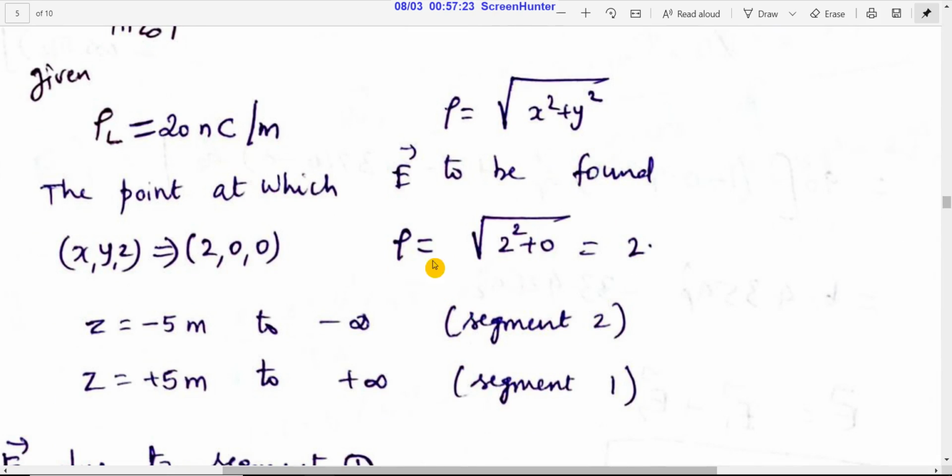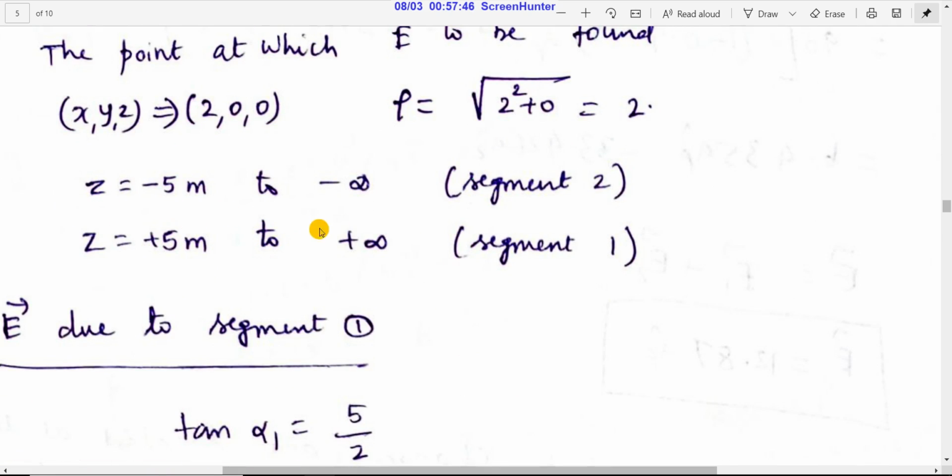So how to find out this rho? We are having that point as 2 comma 0 comma 0. So x is equal to 2, y is equal to 0. So we will be having rho is equal to root of 2 square, which is equal to 2. The point at which the E vector is to be found out is 2 comma 0 comma 0.